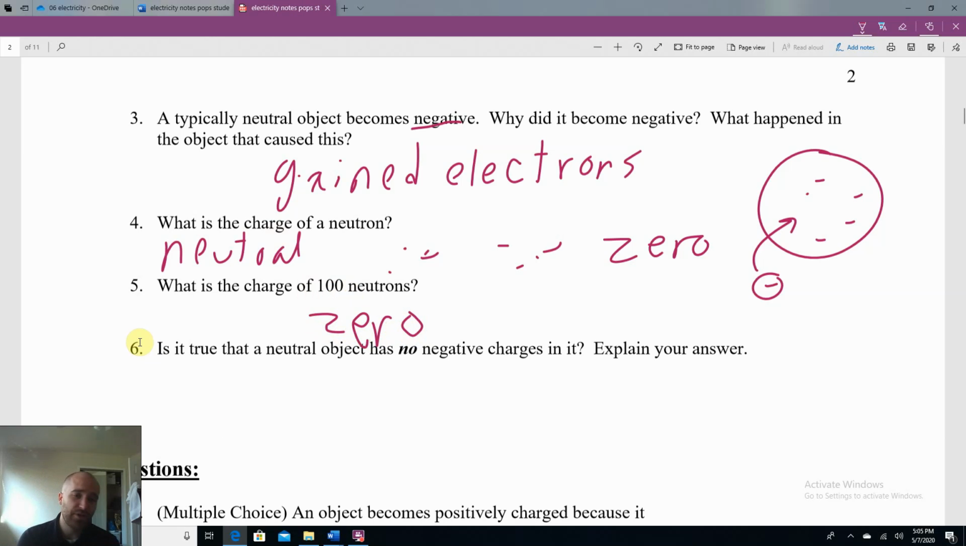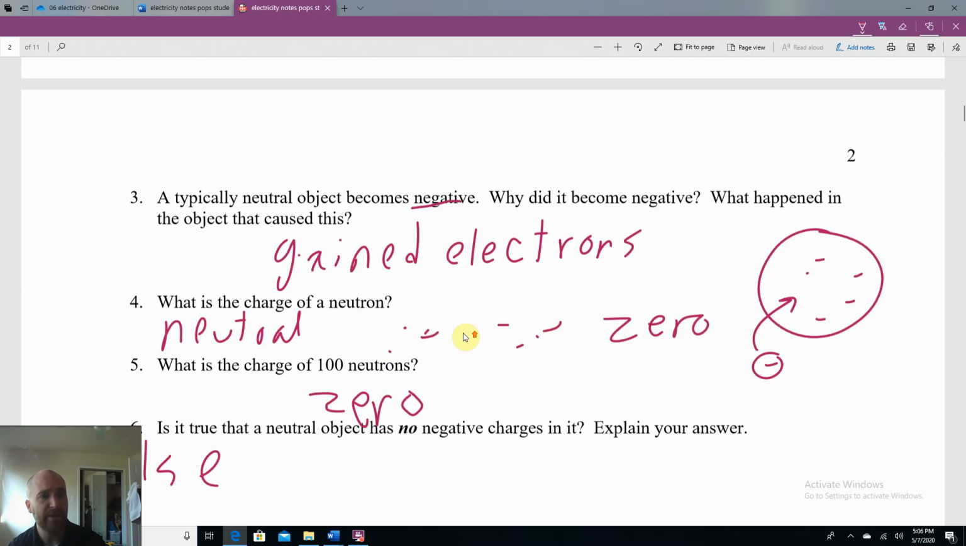Number 6. Is it true that a neutral object has no negative charges in it? Explain your answer. What I mean by that is, if an object is neutral, is it true that there are no negative things inside? The answer to this is false. That is not a true statement.